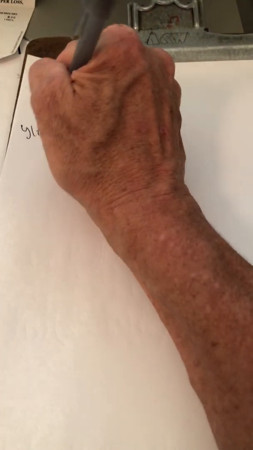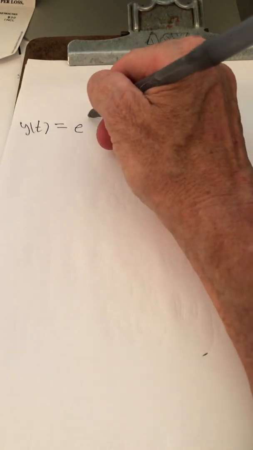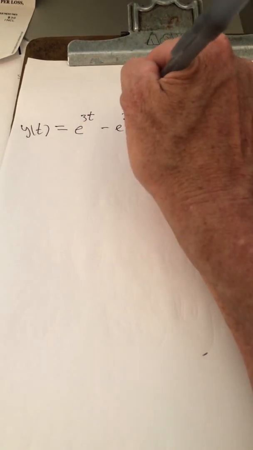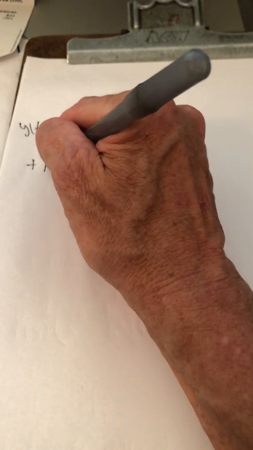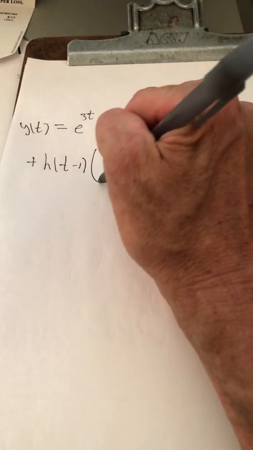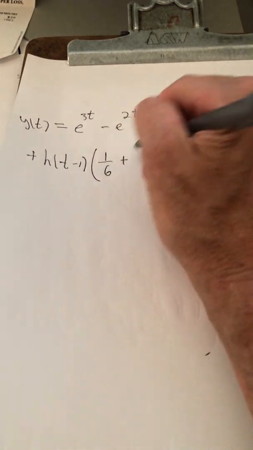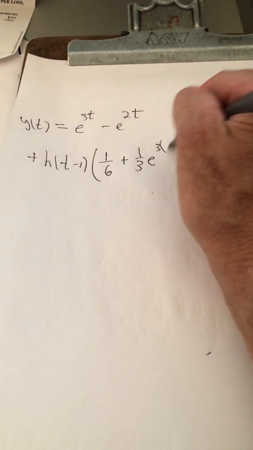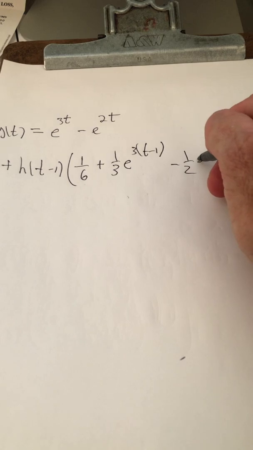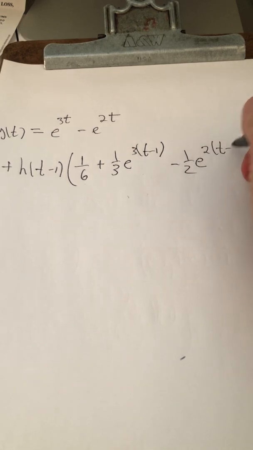So combining everything, y of t is going to be equal to e to the 3t minus e to the 2t plus h of t minus 1 times 1/6 plus 1/3 e to the 3 times t minus 1 minus 1/2 times e to the 2 times t minus 1.